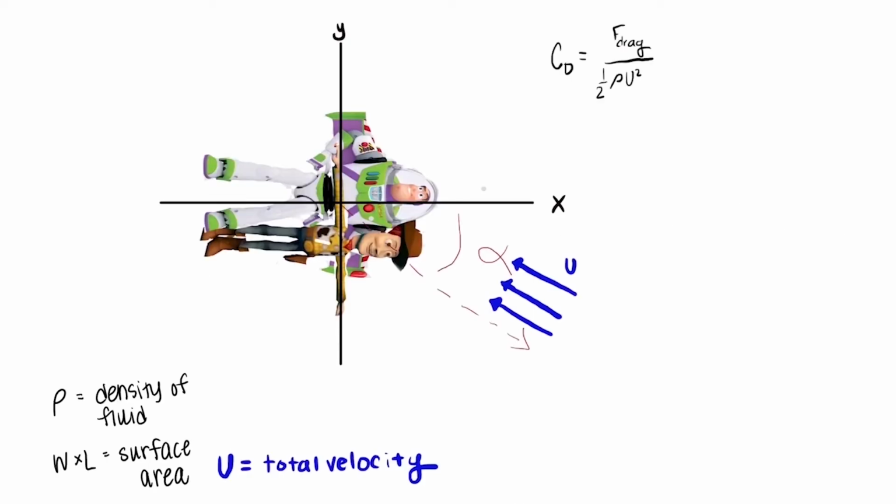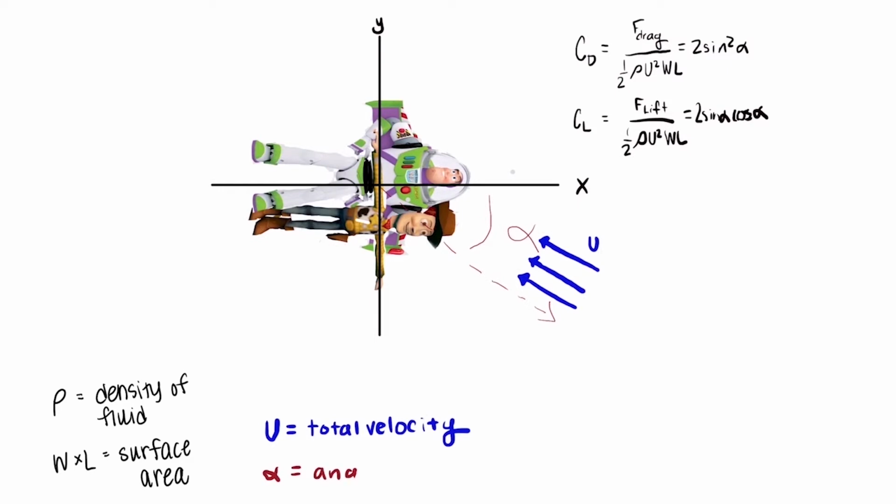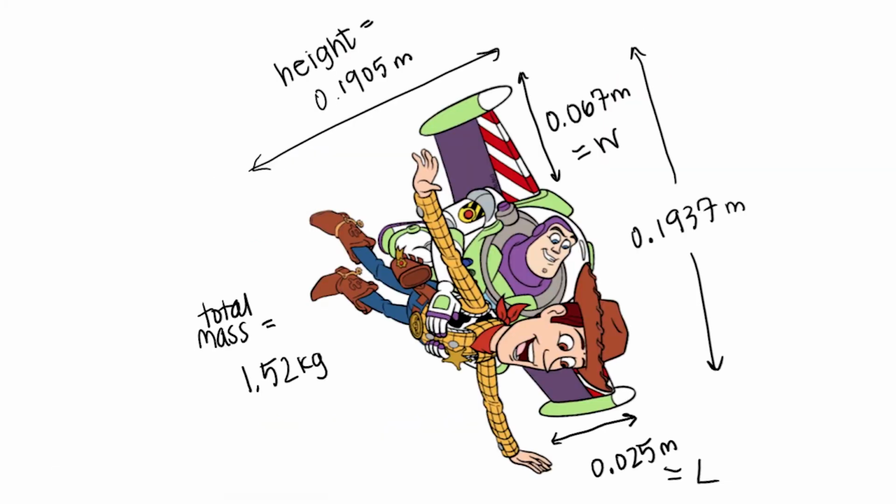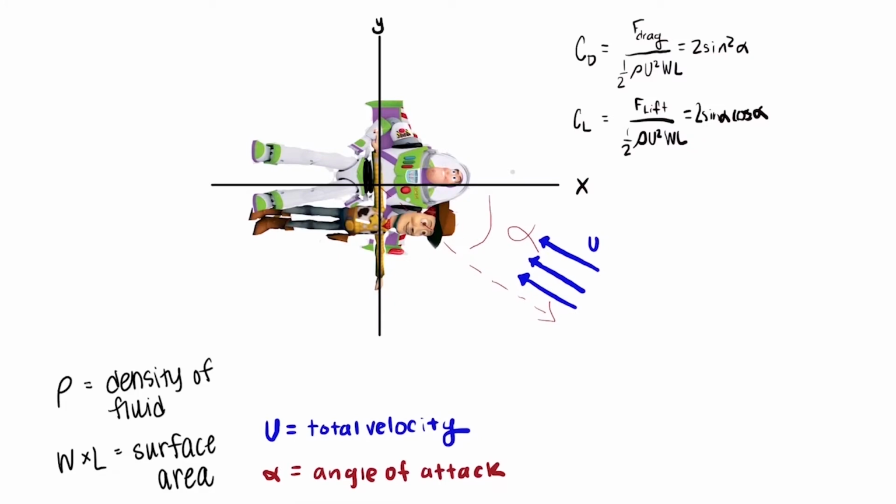By using these equations, we see that drag and lift force depend on the angle of attack, density of fluid, fluid velocity, and surface area. Here, we've measured the height, weight, and width of the toys and assumed ideal lift and drag coefficients, as well as the density of the fluid. For our purposes, that fluid is air at 290 Kelvin.